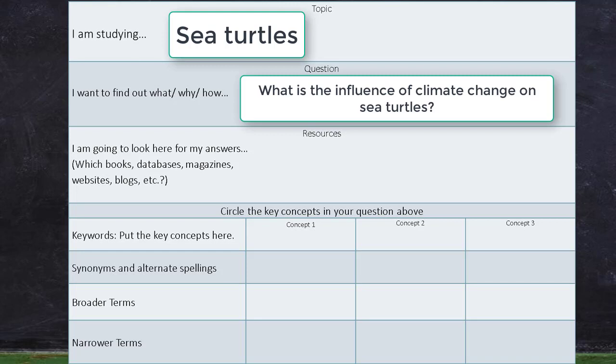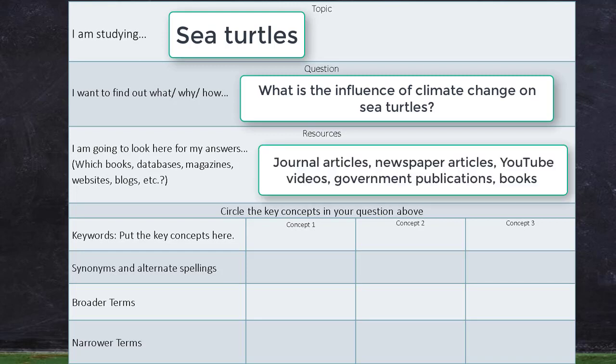Next, consider what kinds of sources you need. Journal articles, newspaper articles, YouTube videos, government publications, and books could all work for this topic. Check out the library's YouTube channel for videos on how to search different sources. Then, use the research question for keywords.